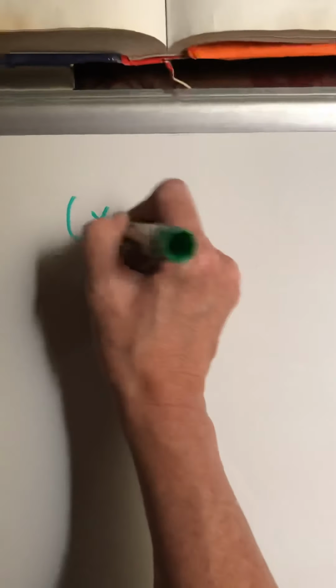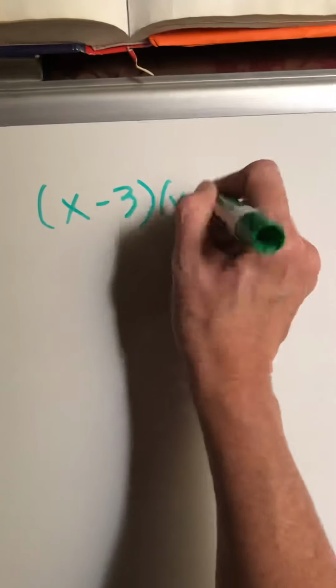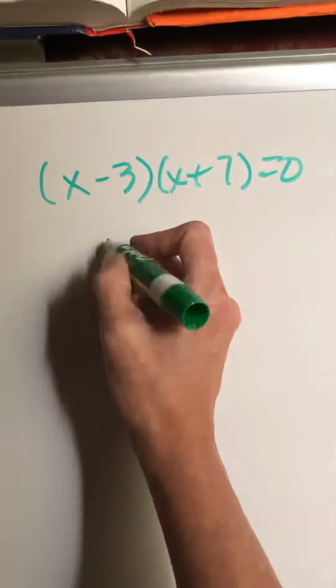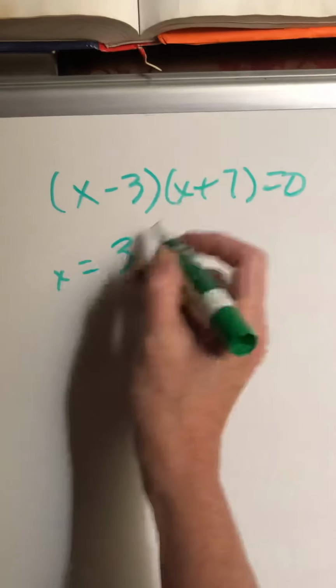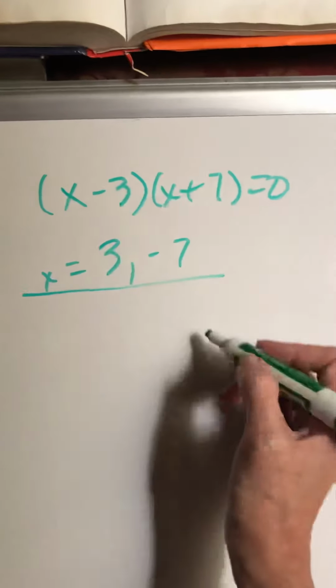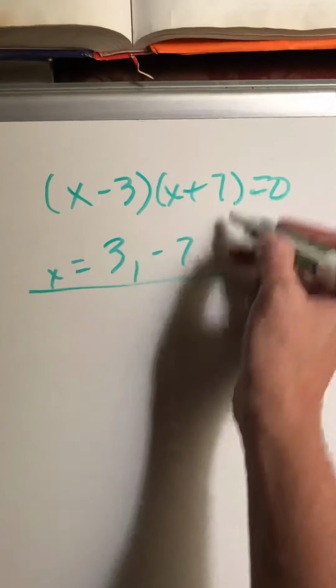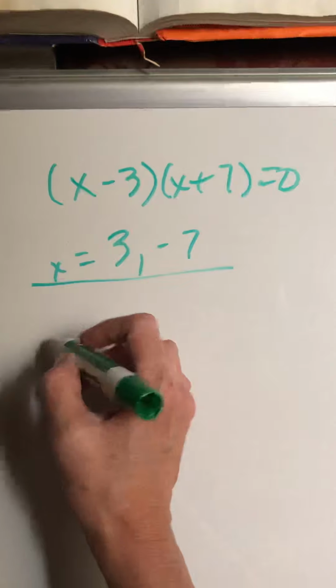Let's try one more like that that's been factored so you can see that. Let's see, x minus 3 times x plus 7 equals 0. So then positive 3, negative 7. Again, inverse operations. It's a subtracting 3. I need a plus 3 to make it 0. It's an addition 7, or adding 7. I need a minus 7 to make it equal 0.